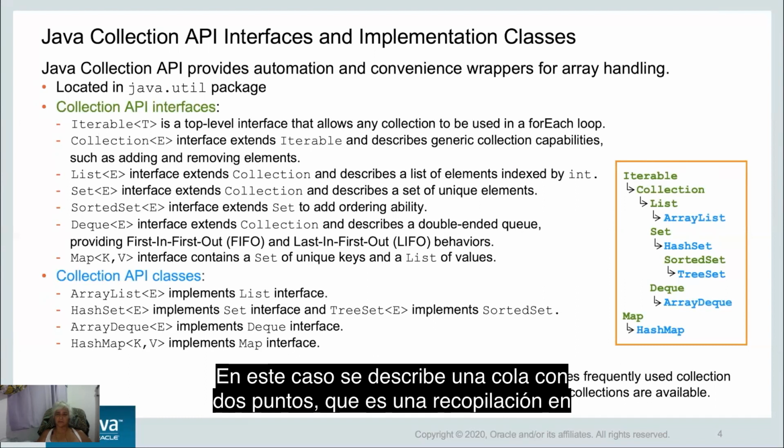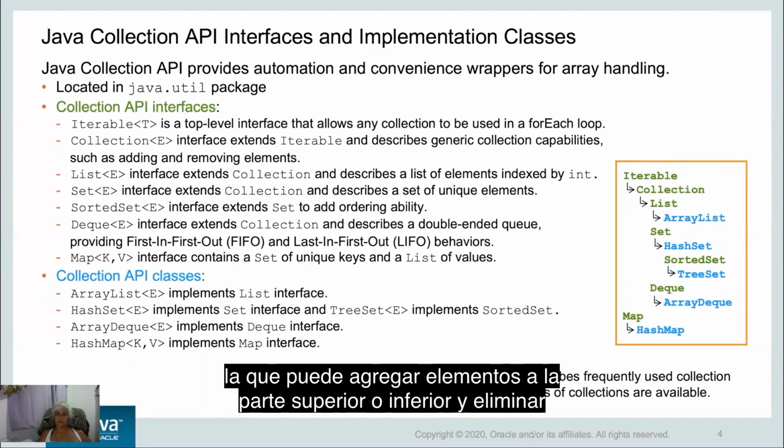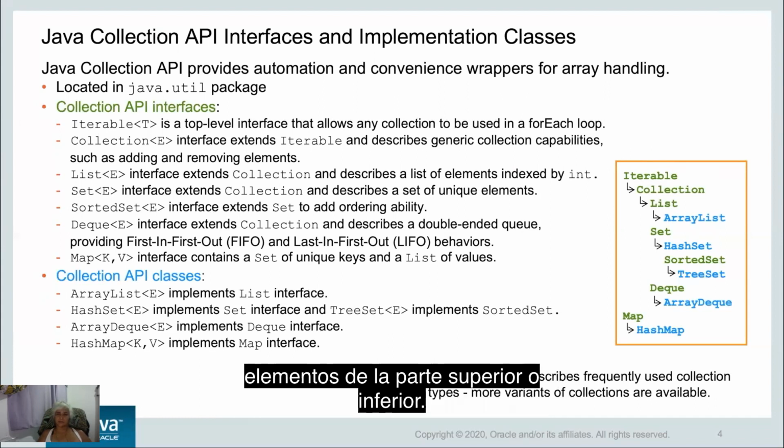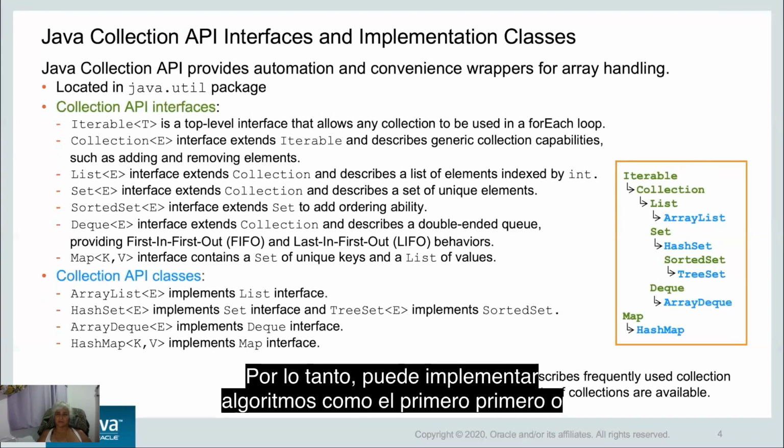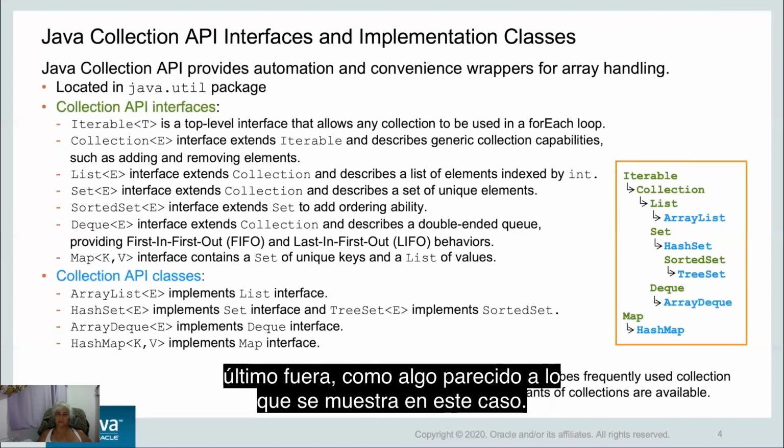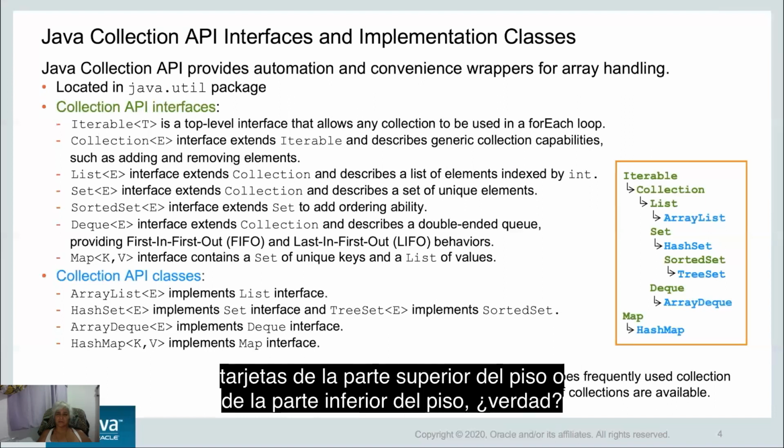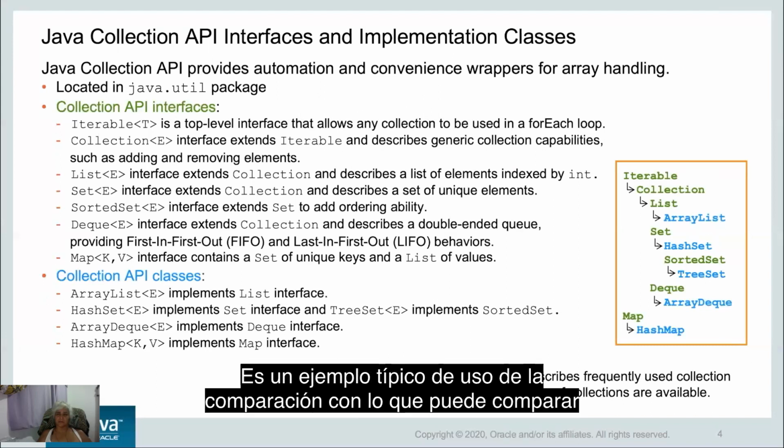Deque describes a double-ended queue, which is a collection where you can add elements to the top or bottom and remove elements from the top or bottom. So with that, you can implement algorithms such as first in, first out, or last in, first out, something like that. Imagine the deque as a deck of cards, and you can draw cards from the top of the deck or from the bottom of the deck. That's a typical example you can use to compare the behaviors of the deque.